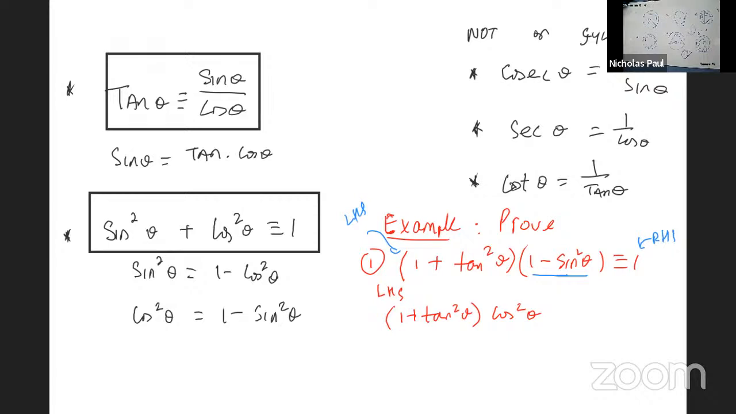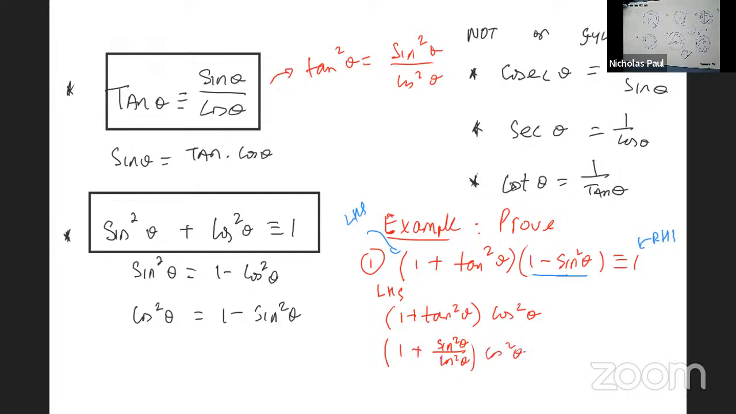Cos squared. Very good. Tan is equal to sine over cos. So what does that mean? It means that tan squared will be equal to sine squared over cos squared. Okay? So we can do that. 1 plus sine squared over cos squared.